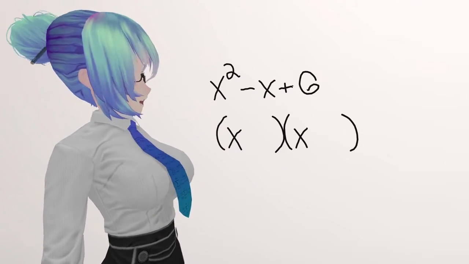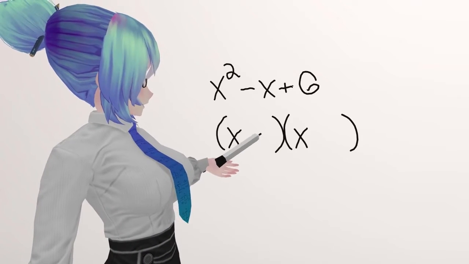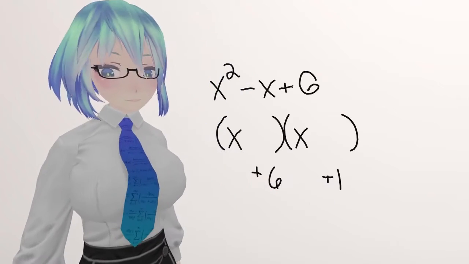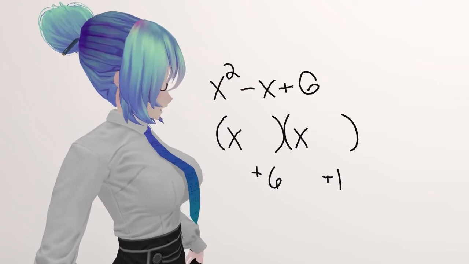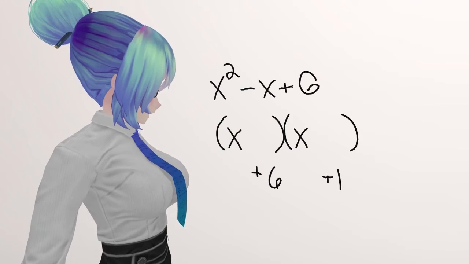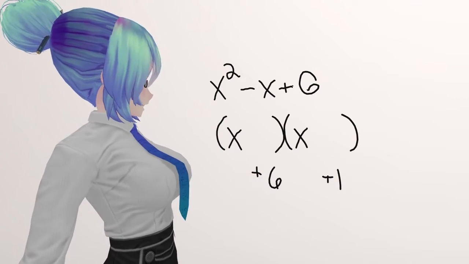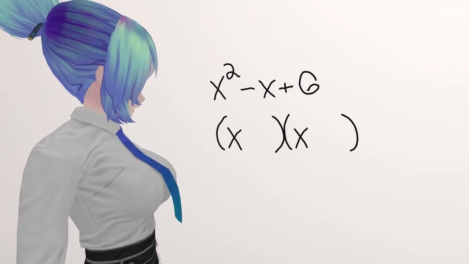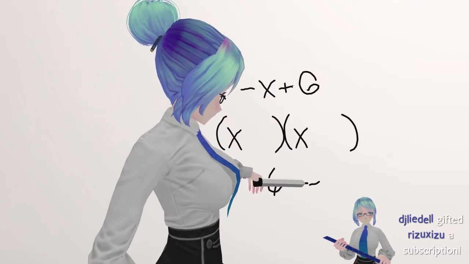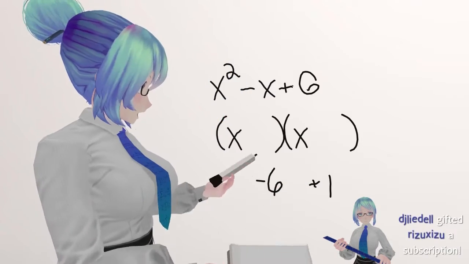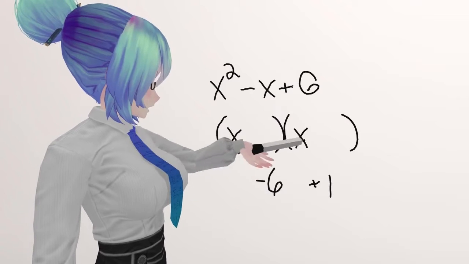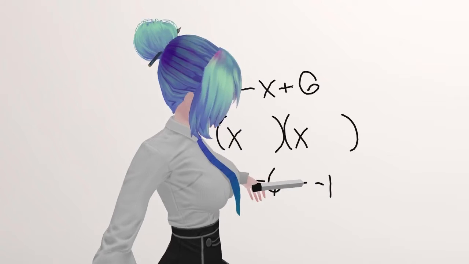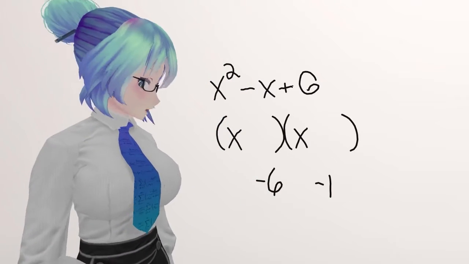Let's think. 6 and 1, how about that? What about a positive 6 and a positive 1? Well, positive 6 times positive 1 is positive 6, but if you add these guys up, you're going to get a 7x. It's not even negative, it's 7x. That's completely wrong. What if I did negative 6 and positive 1? Well, that's just wrong. This is going to be a negative 6 if I multiply these two. What if I did a negative 6 and a negative 1?